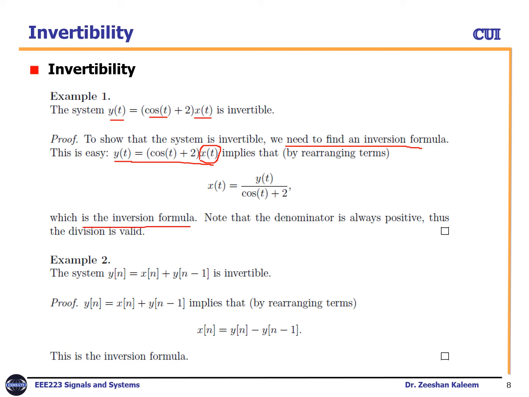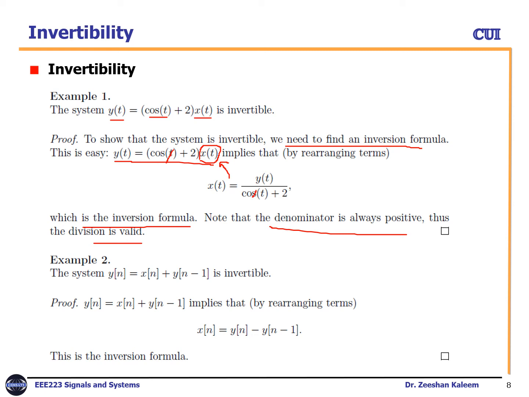Which is the inversion formula? Inversion formula means that if you put this x(t) here, then you must get y(t). So if you put it in, y(t) over (cos(t) + 2) multiplied by (cos(t) + 2) will cancel out and you will finally get only y(t). So it means that it is invertible. Note the denominator is always positive, thus the division is valid. It's not giving an infinite result, so it's invertible.